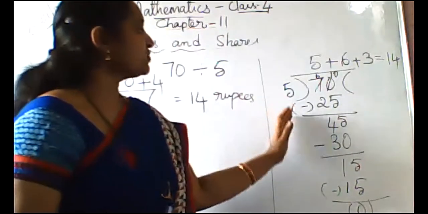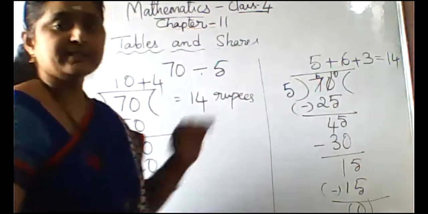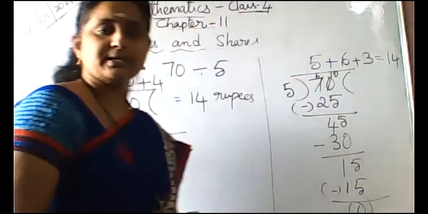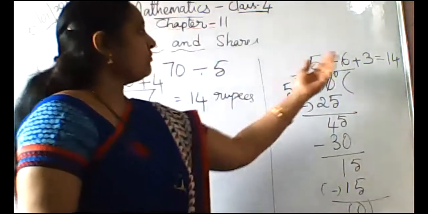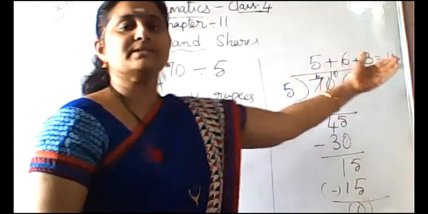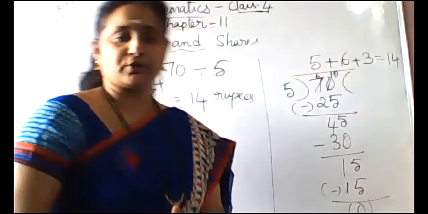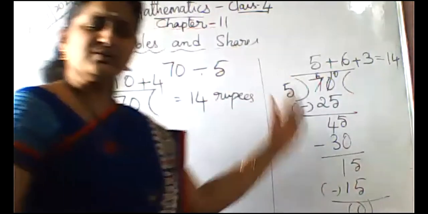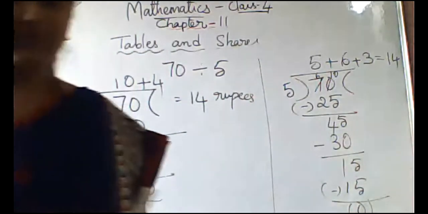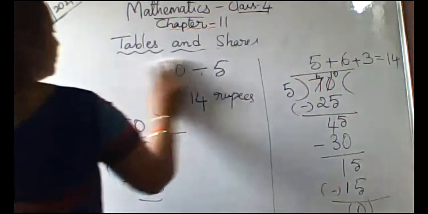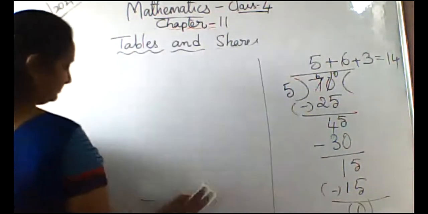So first they distributed 25 rupees. Next they distributed the remaining 30 rupees. Next they distributed the remaining 15 rupees. So 5 plus 6, 11. 11 plus 3, 14. So there also they got 14 rupees. So can you think this is a little bit lengthy process? Then now we are going to do it in the shortcut method.